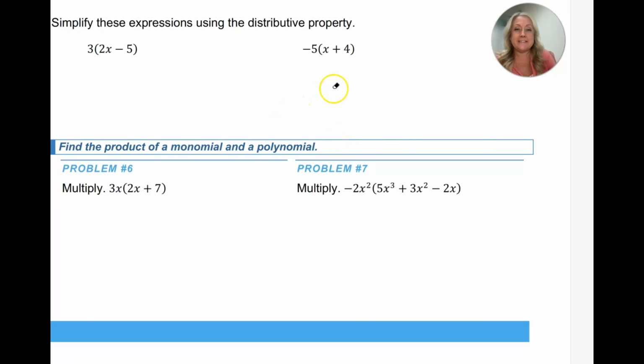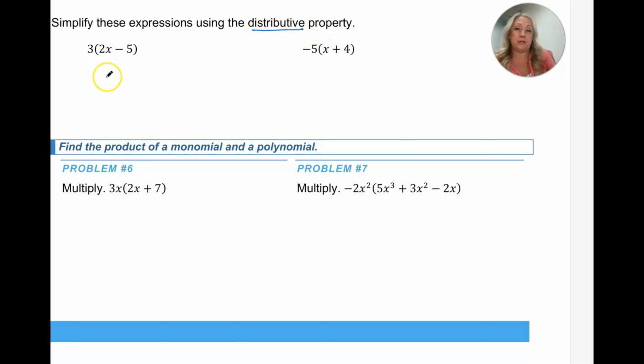Hello, let's continue in section 3.1. Last time we talked about adding and subtracting polynomials. Now we're going to be talking about multiplication. And so in order to do that, let's review over the distributive property. That's something that we need to make sure we understand well for this.